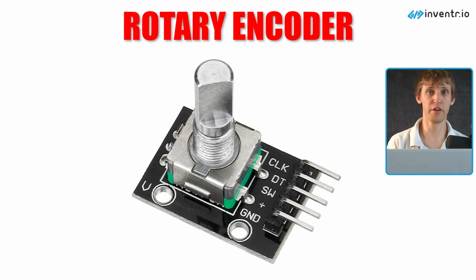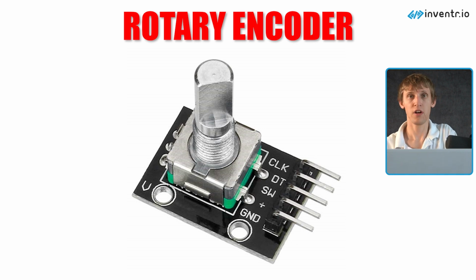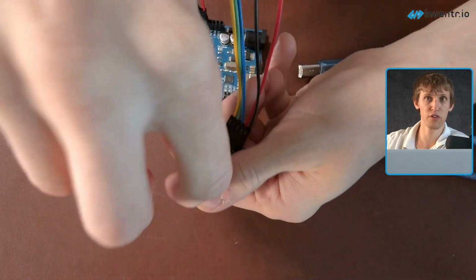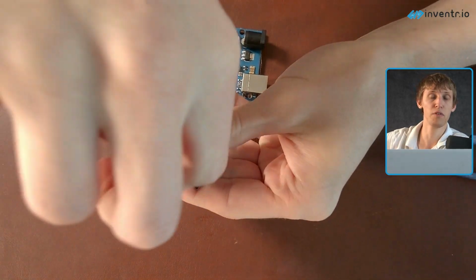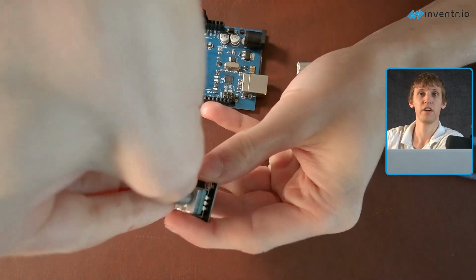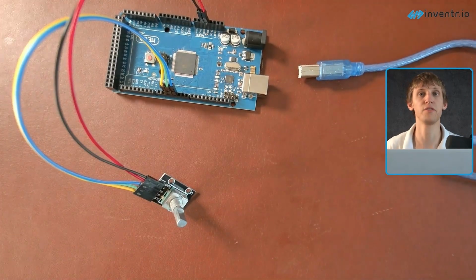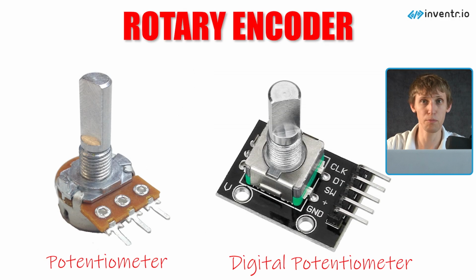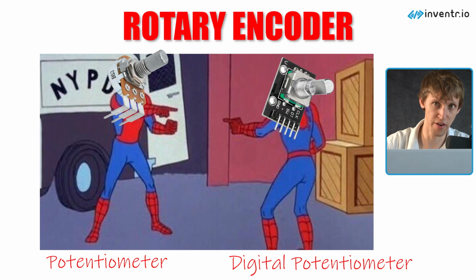Rotary encoder. A rotary encoder is a type of position sensor that converts angular position or rotation of a knob into an output signal that is used to determine which direction the knob is being turned. For example, to the right or to the left, clockwise, counterclockwise, whatever. It's sometimes referred to as a digital potentiometer, which acts in a very similar manner.